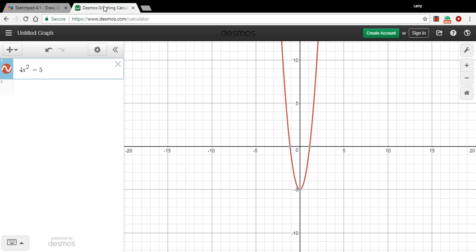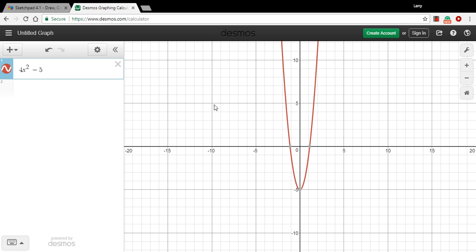This one is Desmos.com. It's my favorite. Here we've got the equation for this function already typed in, 4x squared minus 5, and you can see it is indeed a parabola. What this 4 multiplied by x squared does is it squishes it. So it's kind of a long, narrow parabola.